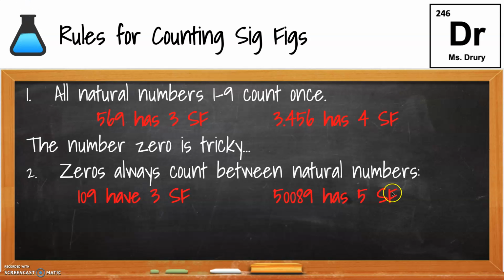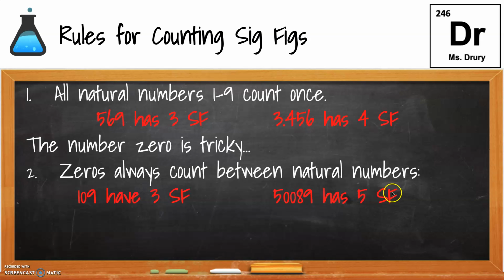But the zeros have specific rules that I would recommend writing down. Zeros always count if they're trapped between natural numbers. So 109, the zero is in the tens place, and it's really important that we know that was measured. So it has 3 sig figs, and 50,089 has 5 sig figs.